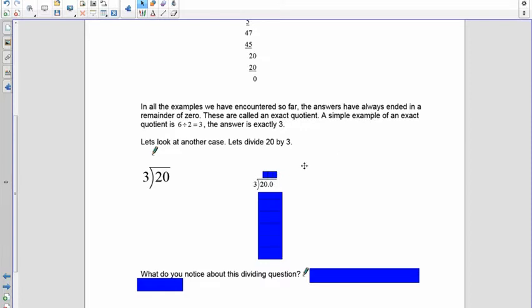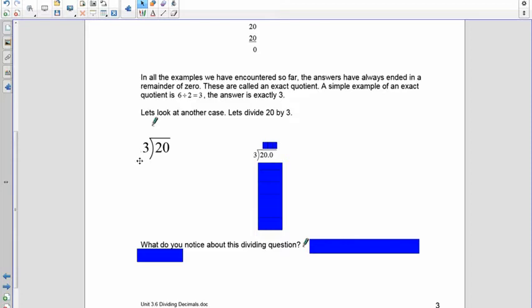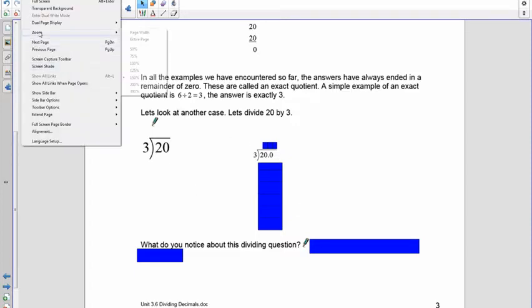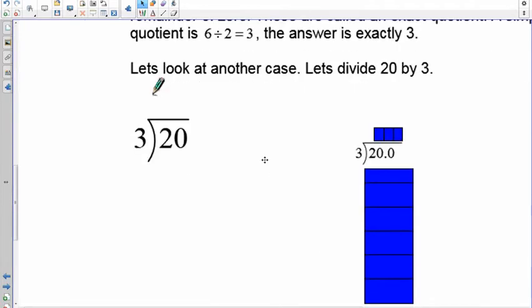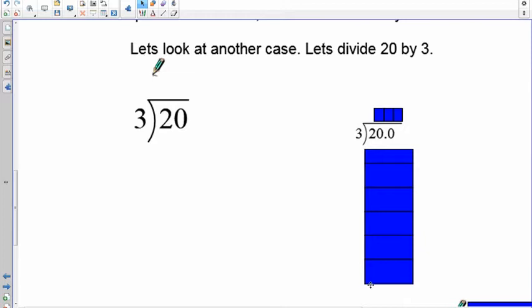So this is what I would like you to do. I'd like you to divide 3 into 20. Put up your decimal and then go as long as you think you should. All right, so pause the recording and do this division. Okay. Now that you've done this, you should realize that it starts to have a problem down here and it doesn't end. So let's take a look.